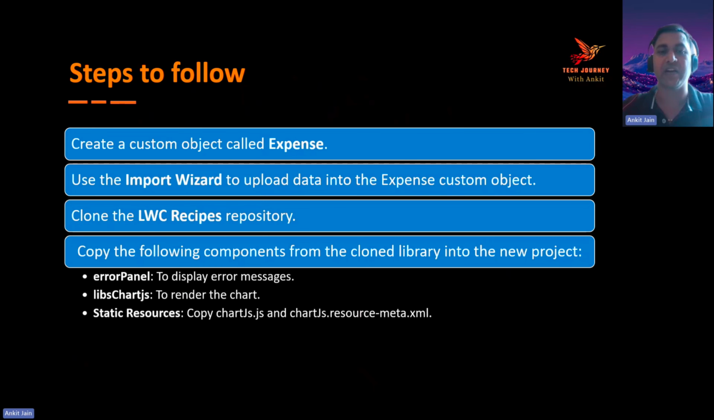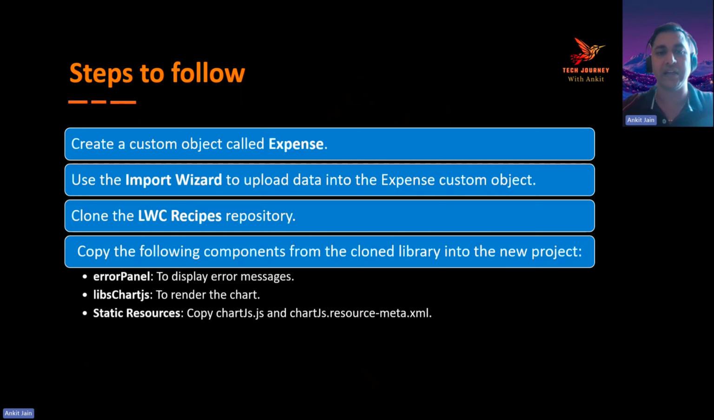So these are the steps that we already followed in part 1. Just a quick summary: we created the expense object. After that, we loaded the data into the expense object as well. Using the LWC repository, we took the 3 reference objects: error panel, library chart.js, as well as the static resources. We renamed the library chart.js component. Also, we compiled the error panel component as well. Moreover, we uploaded the static resources.